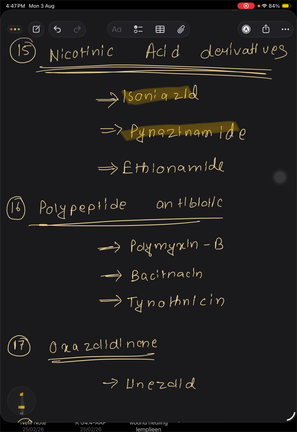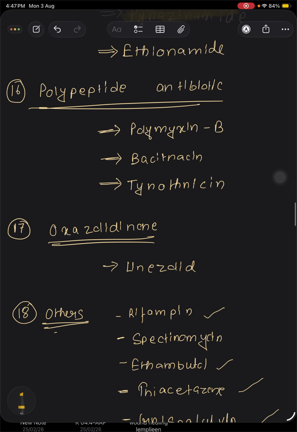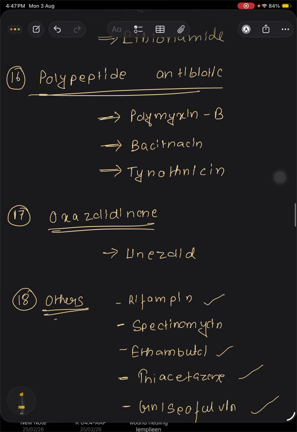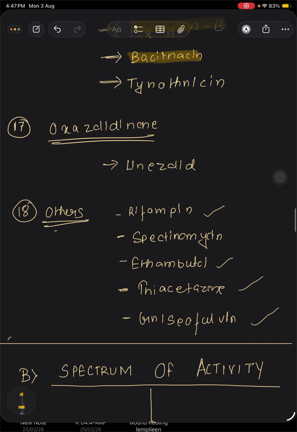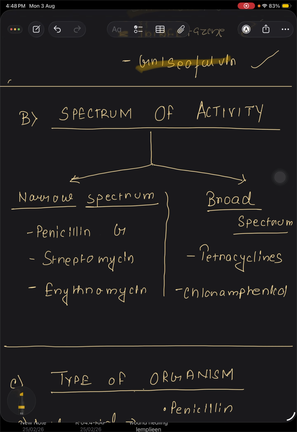Isoniazid, pyrazinamide. This is the regimen for what? You remember and comment. This is the regimen for what? Isoniazid and pyrazinamide. Then there are polypeptide antibiotics: polymyxin B, bacitracin, tyrothricin. These are all polypeptide antibiotics. Then oxazolidinones, linezolid is an oxazolidinone, and others we have rifampin, ethambutol, spectinomycin, thiacetazone, griseofulvin. So the first basis of classification is over, that is on the basis of chemical structure.